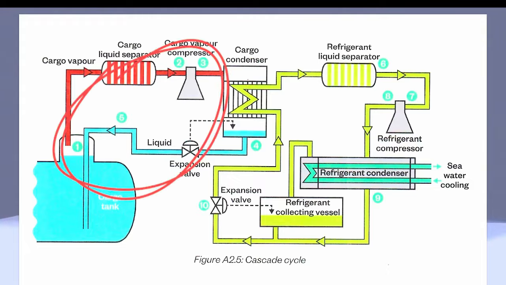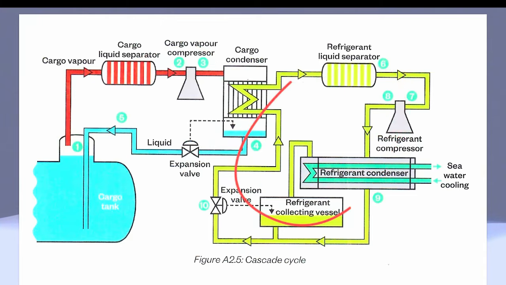The first is the cargo circuit, the second is the refrigerant circuit. The first system is responsible for cooling the cargo, while the second one is used to cool the primary circuit. The first point is the cargo tank.